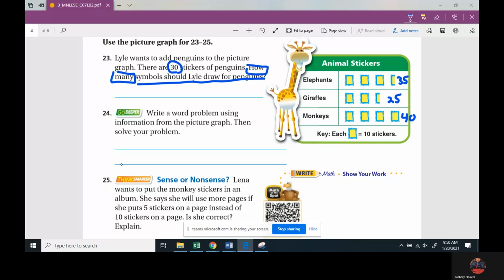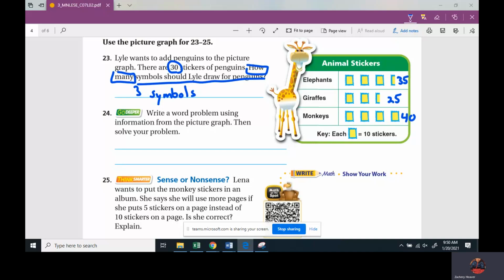3 stickers. Or 3 symbols, I'm sorry. Good job, Adeline. 3 symbols. Troy, make sure you're writing this. I know you are, Cortland. I'm happy.